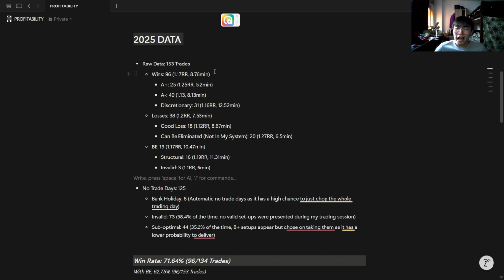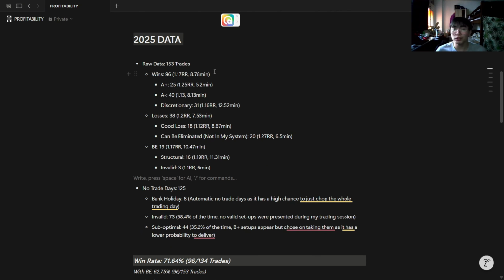Majority of what I eliminated are actually discretionary setups, and sometimes it's A minuses but with no narrative, or A pluses but with no narrative. Technically, it wasn't even an A plus if the narrative wasn't there, just the model was there. If that makes sense. So that's the format categories for losses.